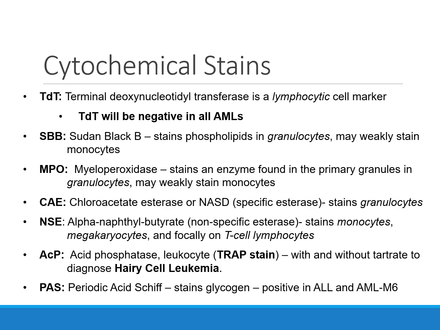The PAS, periodic acid Schiff, stains glycogen, and that's going to be positive in all ALL and in AML category M6. So I guess what I just said was NSE was the only one that had myelocytic and lymphocytic, but in actuality, PAS also does. We've got all acute lymphocytic leukemias, and then AML M6. And we're going to talk about those classifications in just a bit here as well.